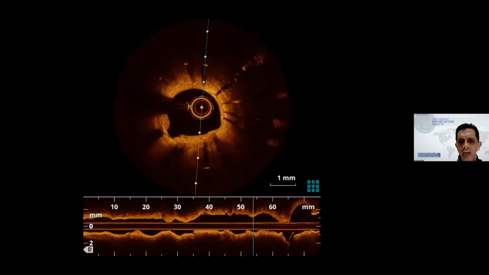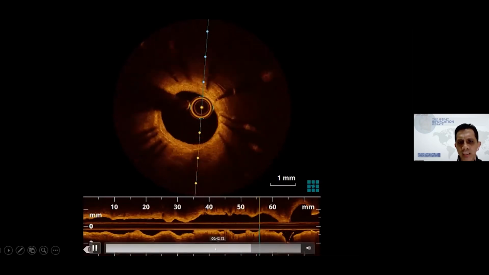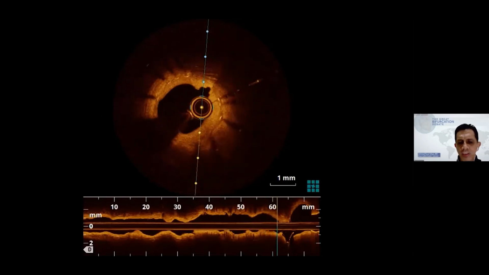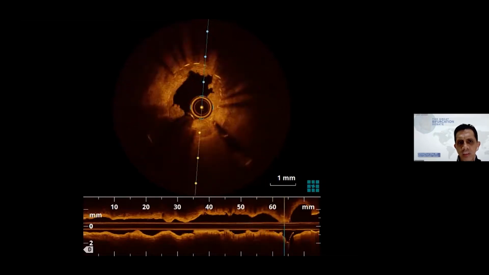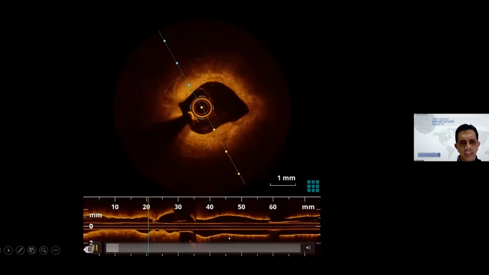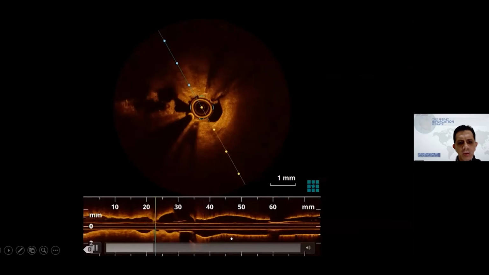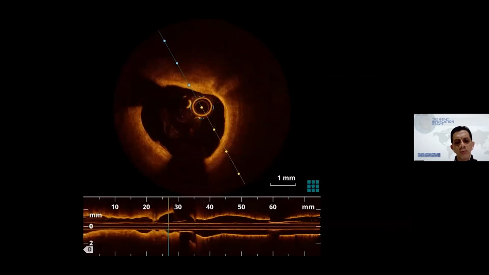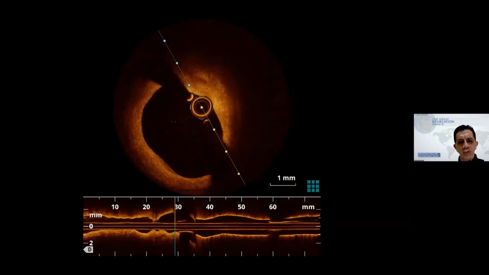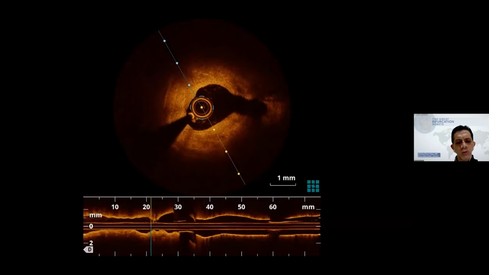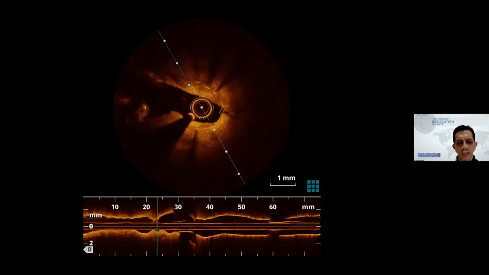And at the LAD ostium, we see very severe disease. So this is the circumflex run. OCT pullback from the circumflex to the left main showed diffuse disease as well. The LCx ostium looks like a tight lesion with thrombotic appearance.